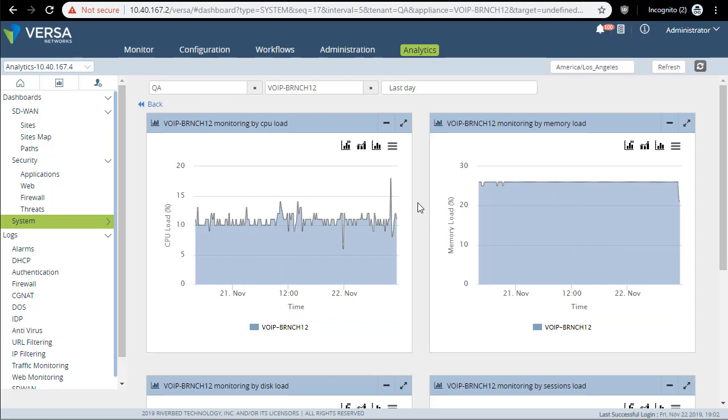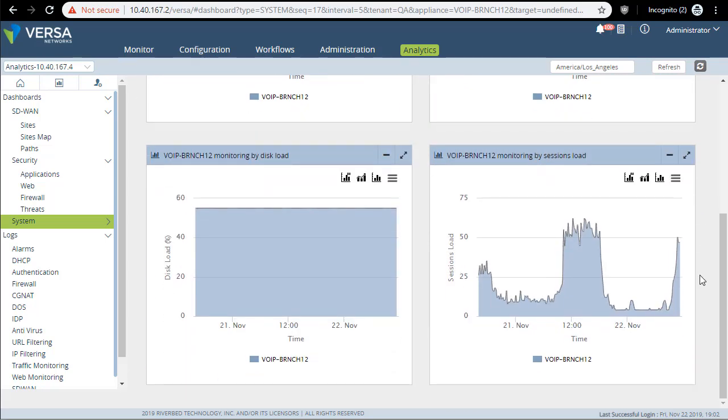So branch number 12 shows that the CPU load was approximately the same in the last day. Memory load almost didn't change. But at the same time, we can see that the number of sessions was very big yesterday, and it began rising again approximately today when we started seeing a lot of packet loss. So we can make a correlation that most probably this is somehow connected.